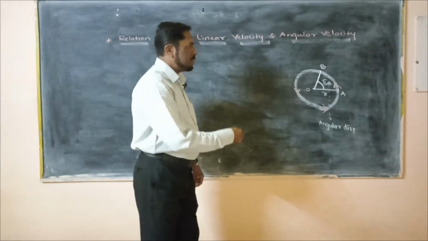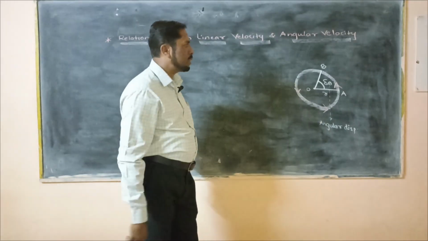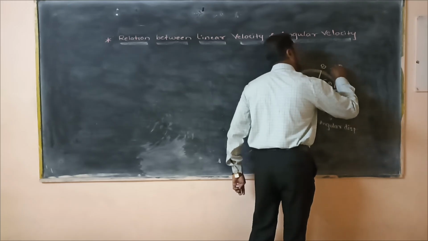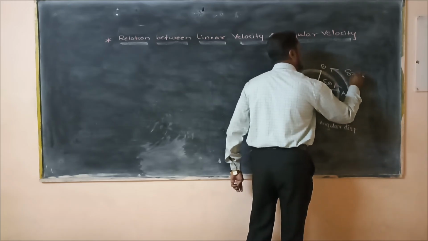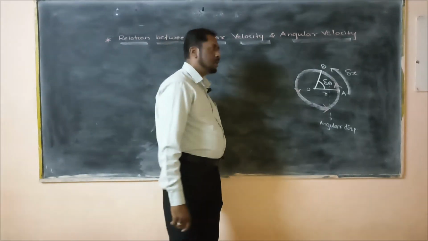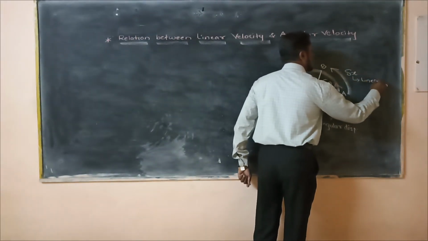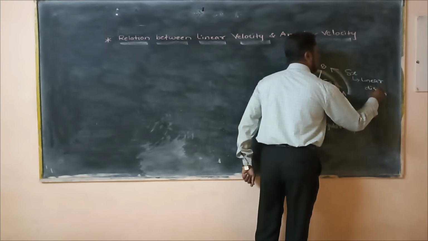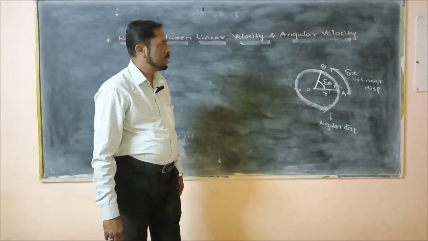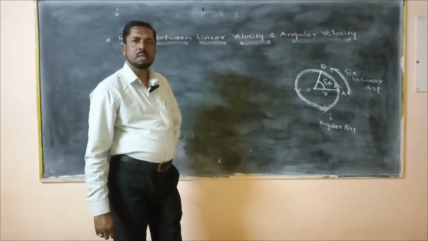As A moves in anti-clockwise direction, it is performing uniform circular motion. When it reaches point B, it also covers a certain displacement delta x, which is called linear displacement, as shown in the figure.